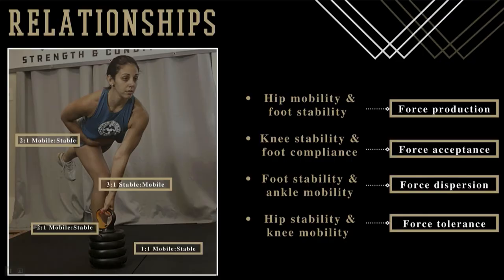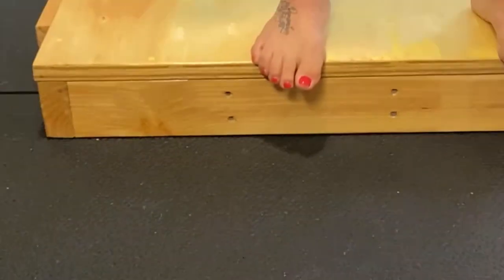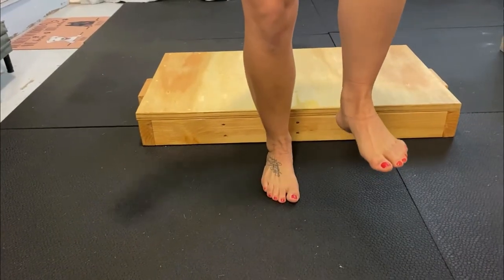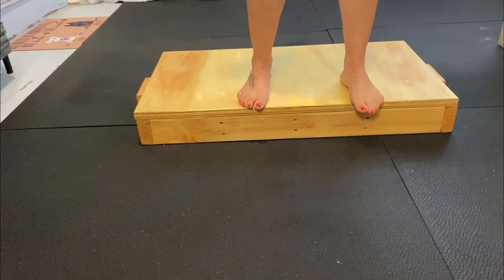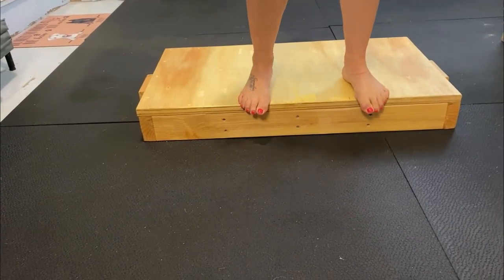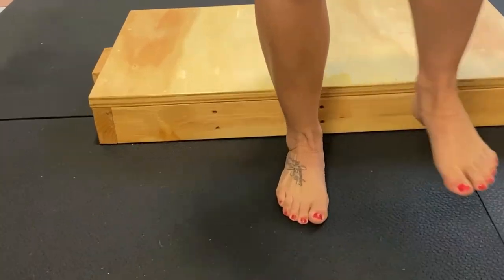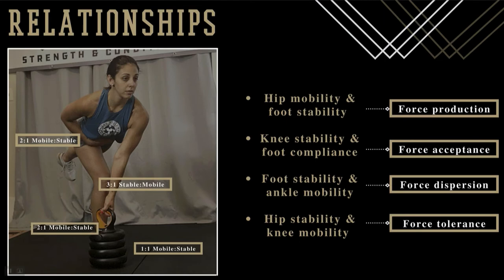Another one being the stability of the knee and the compliance of the foot. So the stability of the knee, we're thinking about resisting excessive varus valgus patterns and/or being pushed too far into flexion when we're trying to create tension or force during a counter movement. But if we don't have appropriate knee stability in conjunction with foot compliance, then we are going to have a loss of our ability to accept force.